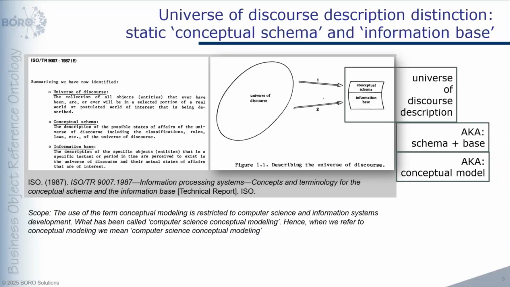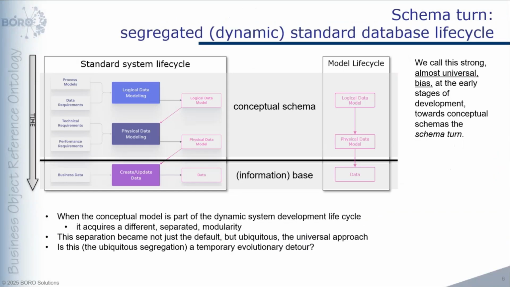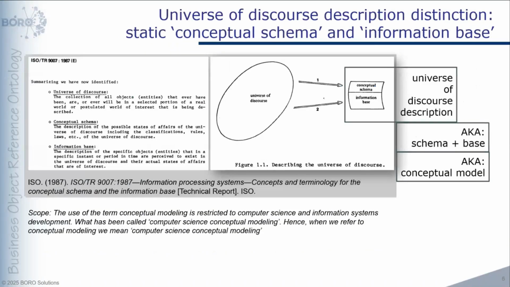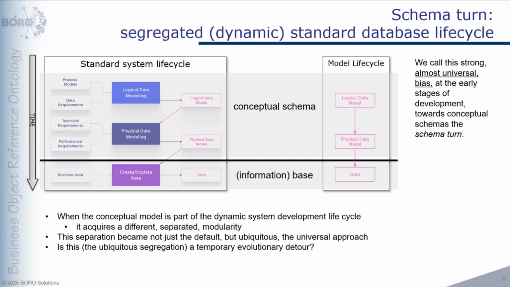So let's look at things. Okay, so if we go back here, I'm going to suggest this is like a static division. You're looking at a division, you're looking down, you're saying I'm dividing into this and this. But what happens, and you can actually see it in the technical report, and I'll come back to that in a second, is that actually you have this dynamism that's going on during development. And what happens is at the early stage with logical and physical data modeling, the tendency is to work solely at the schema level and not to work at the information base level.